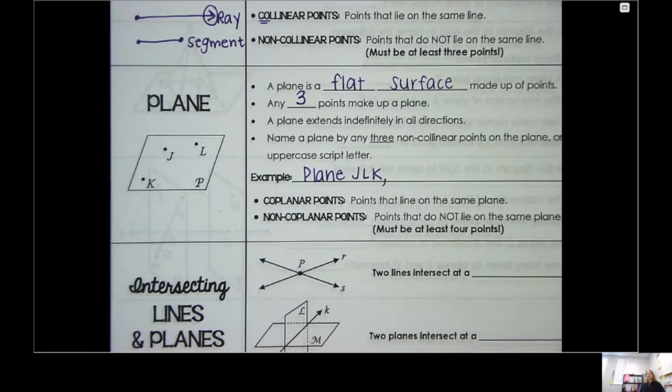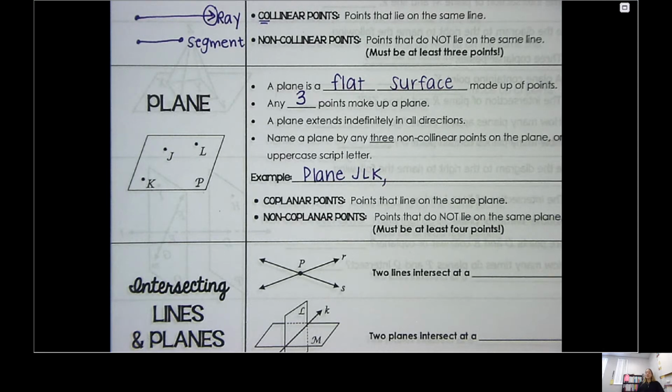Okay, what's another name I could call this same thing? L, J, K. Perfect. That's another one. What's another one? KJL. Yeah, so what I'm trying to say is order doesn't matter. As long as you've got 3 points, that's all that matters.